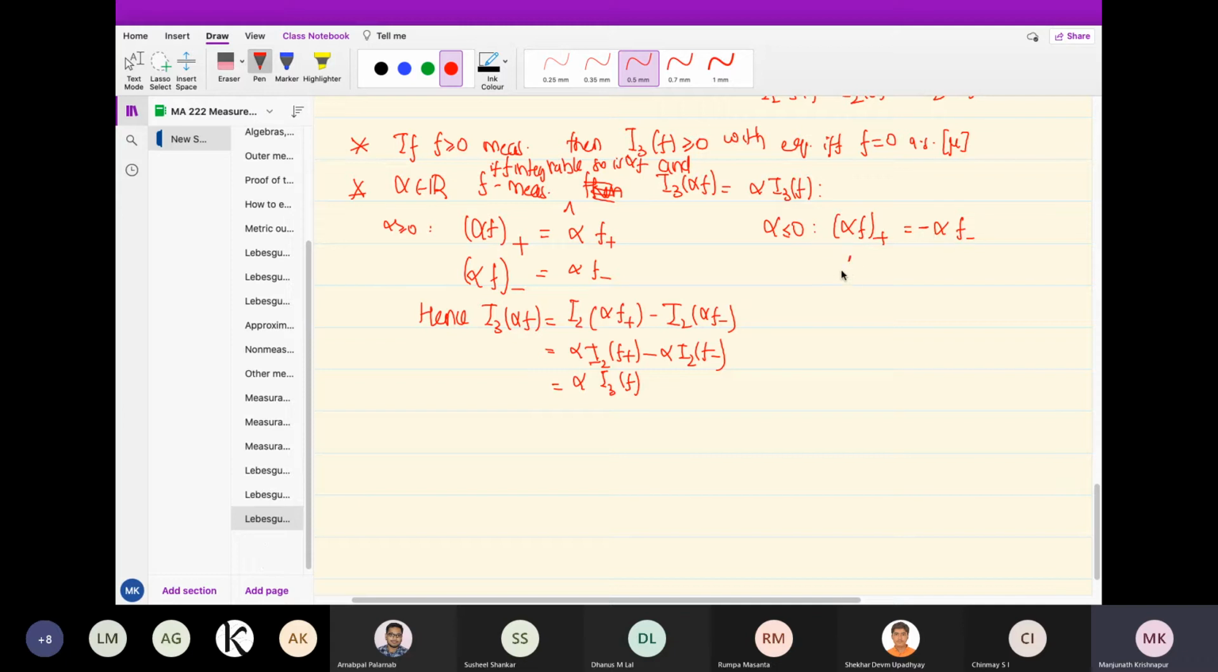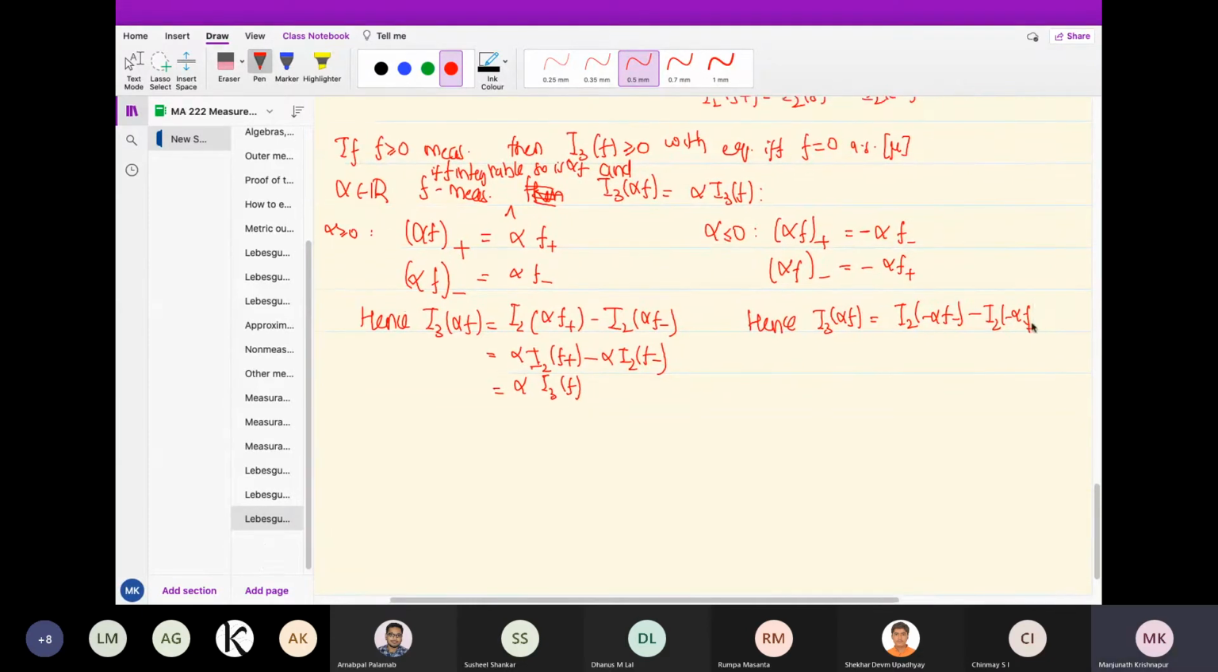And alpha f negative part will be minus alpha into f plus. Hence, I3 of alpha f will be I2 of minus alpha f minus, I2 of minus alpha f plus, which is, the signs get flipped. This is minus alpha, which is a positive number.